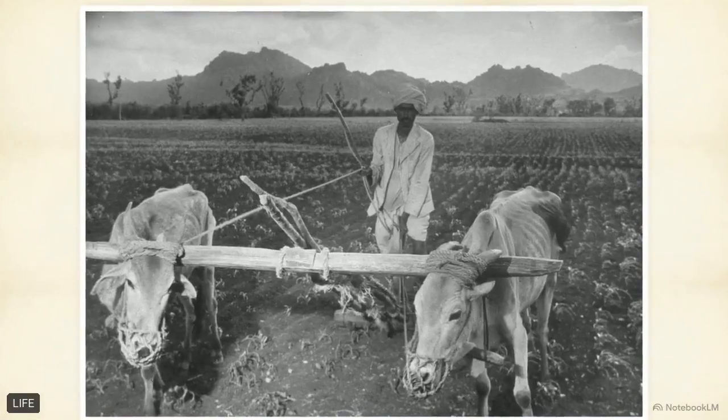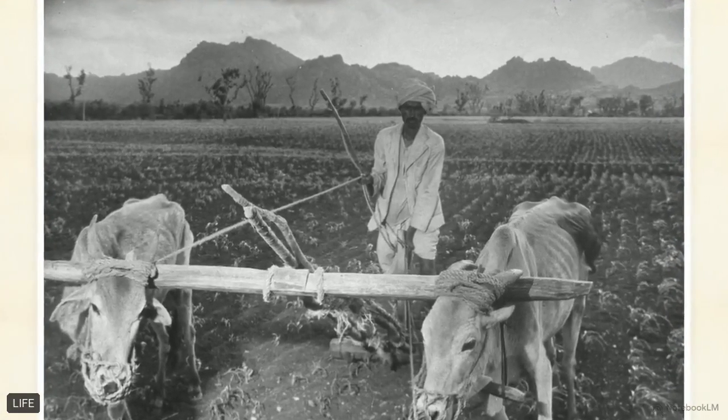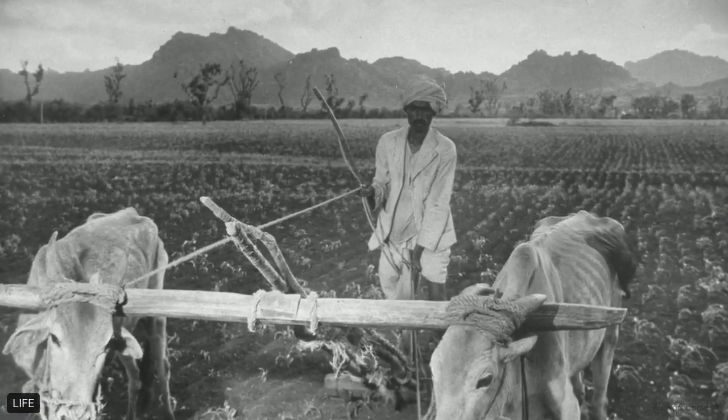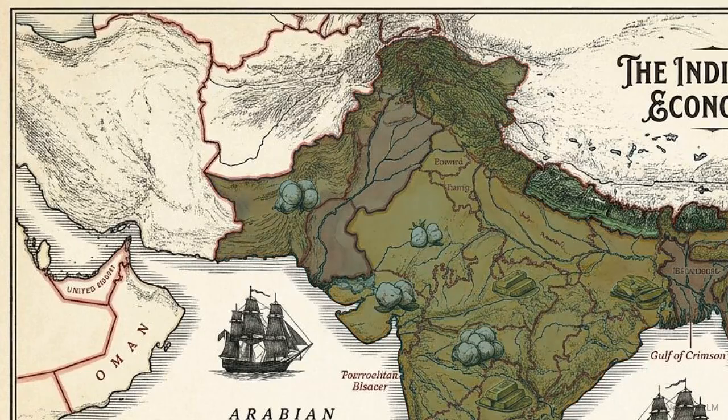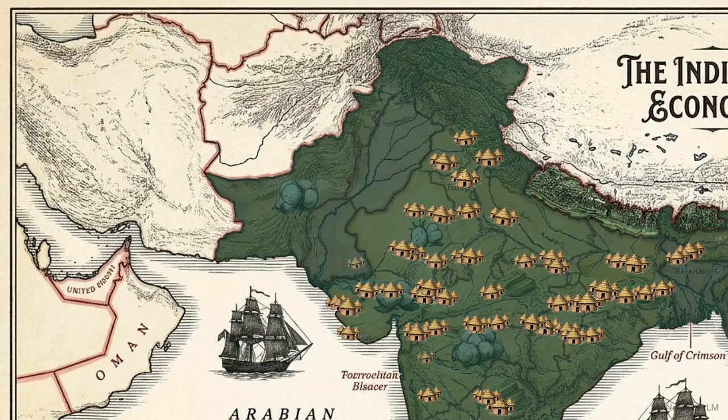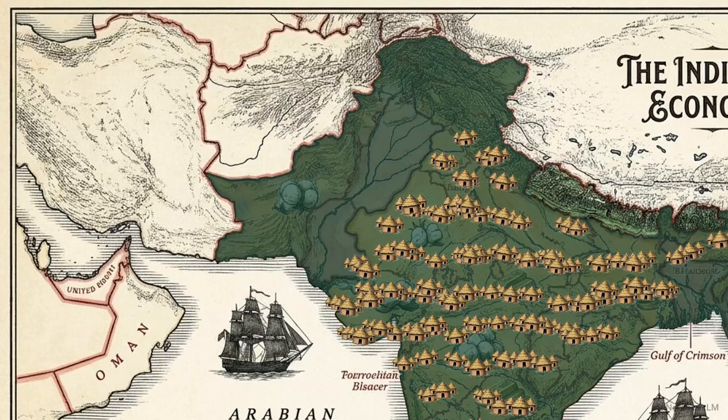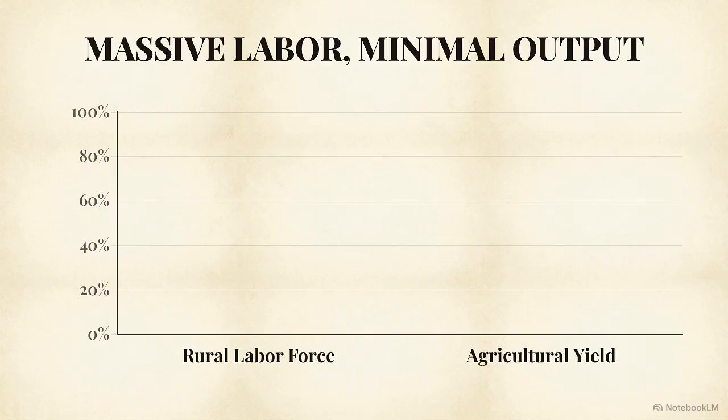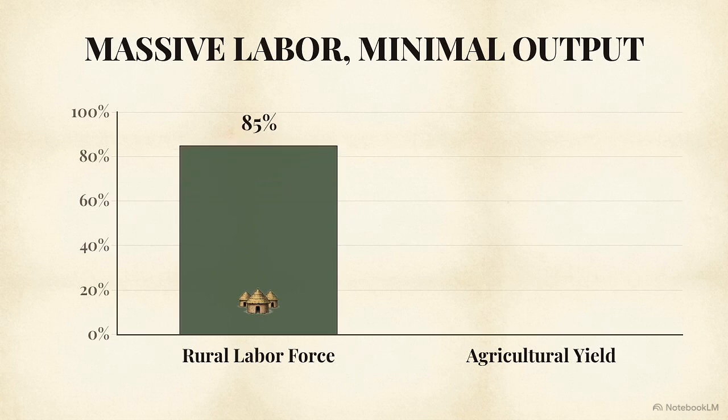We start with agriculture. Look at this photograph of a farmer using a wooden plow and oxen. At the time, 85% of India's population lived in villages and relied entirely on farming. Despite this massive labor force, agricultural productivity was extraordinarily low. The primary cause of that low productivity is mapped in this 3-tier pyramid.